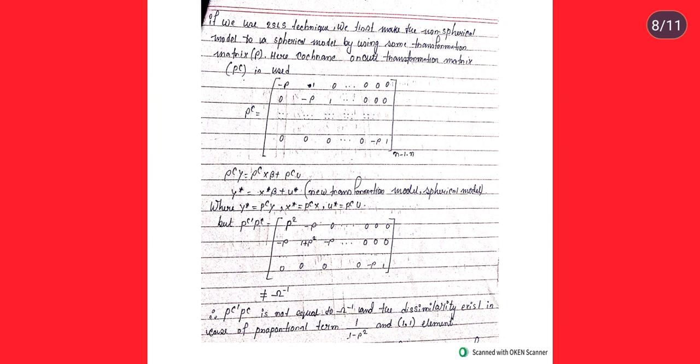If we use the 2SLS technique, we first make the non-spherical model a spherical model by using some transformation matrix, and here the Prais-Winsten transformation matrix P(rho) is used.